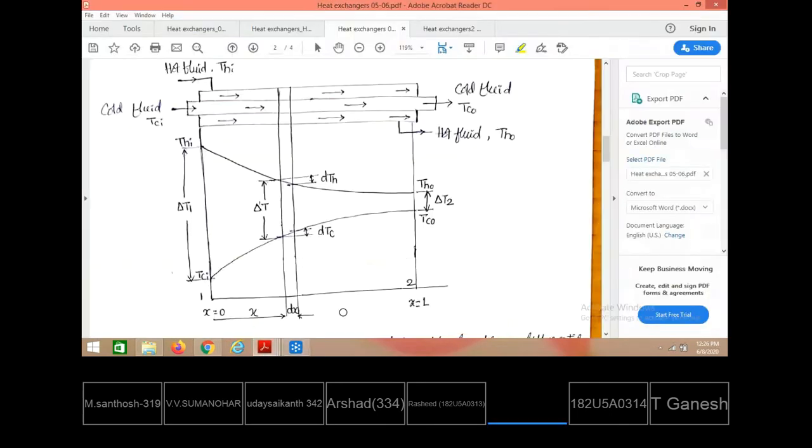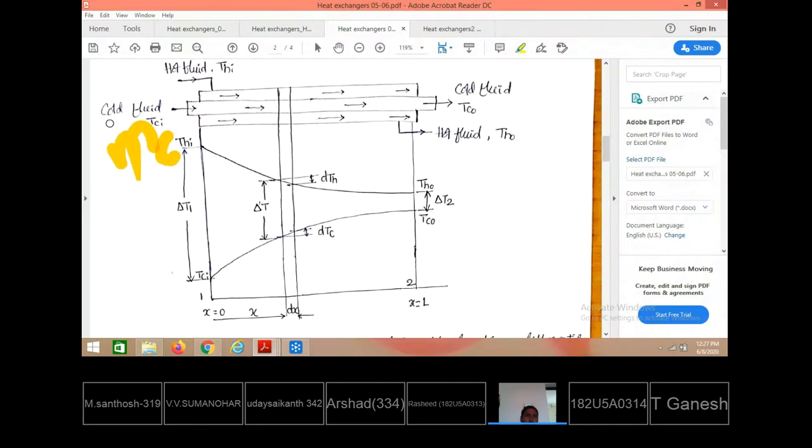It is a double flow heat exchanger. Through the innermost tube one fluid is allowed, and through the outermost annular tube the other fluid is allowed. Let us assume that cold fluid with TCI temperature, the cold fluid inlet temperature, is allowed, and the cold fluid is leaving with a temperature of TC naught. Mass flow rate of cold fluid entering is MC dot.